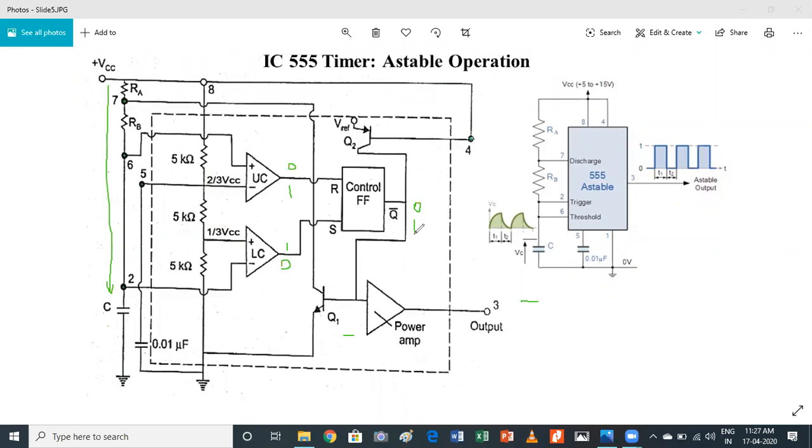That is high. High means the base gets the sufficient voltage, and the output is inverted from high to low, and this base transistor gets the sufficient voltage and starts conducting. If it starts conducting, what will happen? This point is grounded. This transistor is acting like a switch. So it becomes closed, that is grounded. That means this capacitor starts discharging through this path.